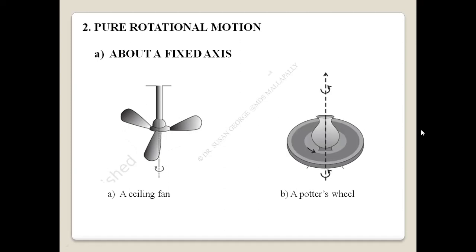The second example is a potter's wheel. You can again see the dotted lines representing the axis of rotation, and you can see the potter's wheel keeps rotating about that axis of rotation. This is pure rotational motion around a fixed axis.